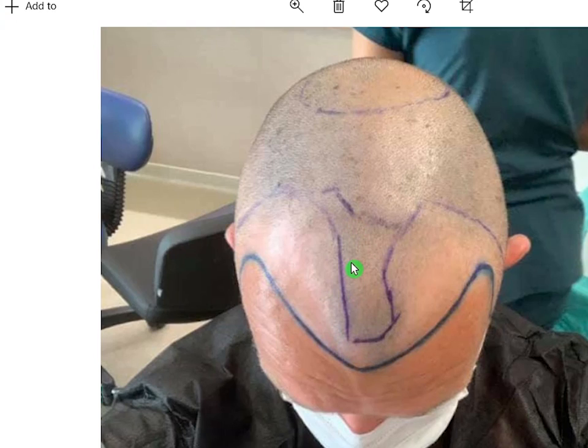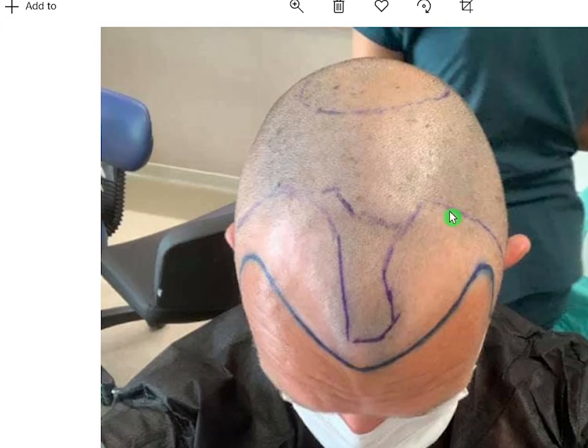And something else you can see is the crown is definitely thin. So the team have marked out the crown, and as you can see, if you compare it to this area here that has healthy hair, this area is quite dark, and this area, look how shiny this is compared to this. So there's definitely some thinning on the crown.